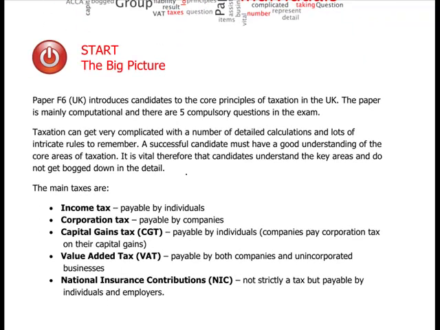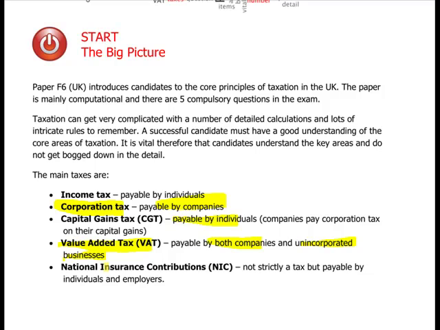Okay, what are the main areas? Well, income tax, that's payable by individuals. Corporation tax, that's payable by companies. Capital gains tax, payable by individuals. Companies pay corporation tax, please note. VAT, that's payable by both companies and unincorporated businesses. National insurance, not strictly a tax but payable by individuals and employers. Okay, it's not just individuals that suffer national insurance, it's like a social security cost.